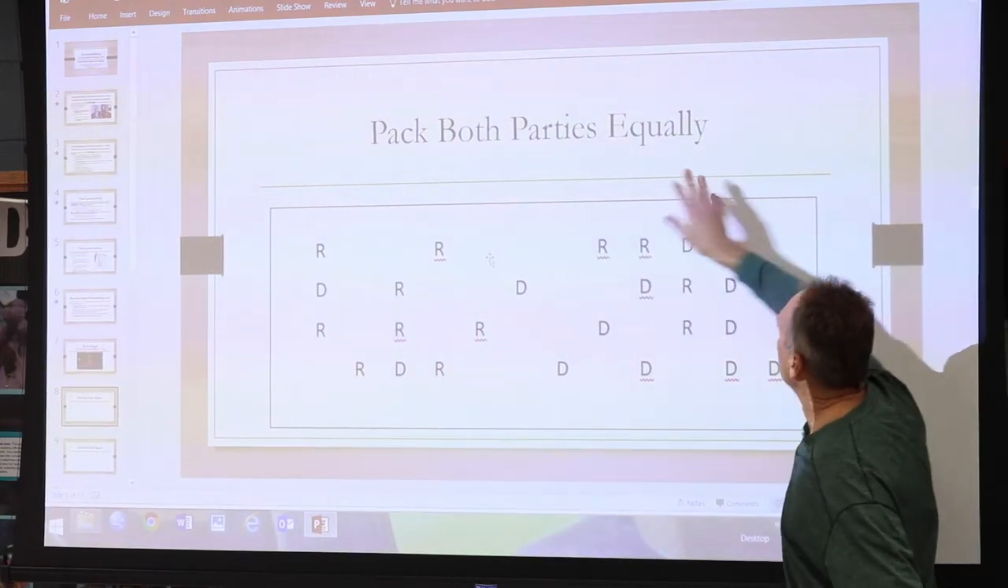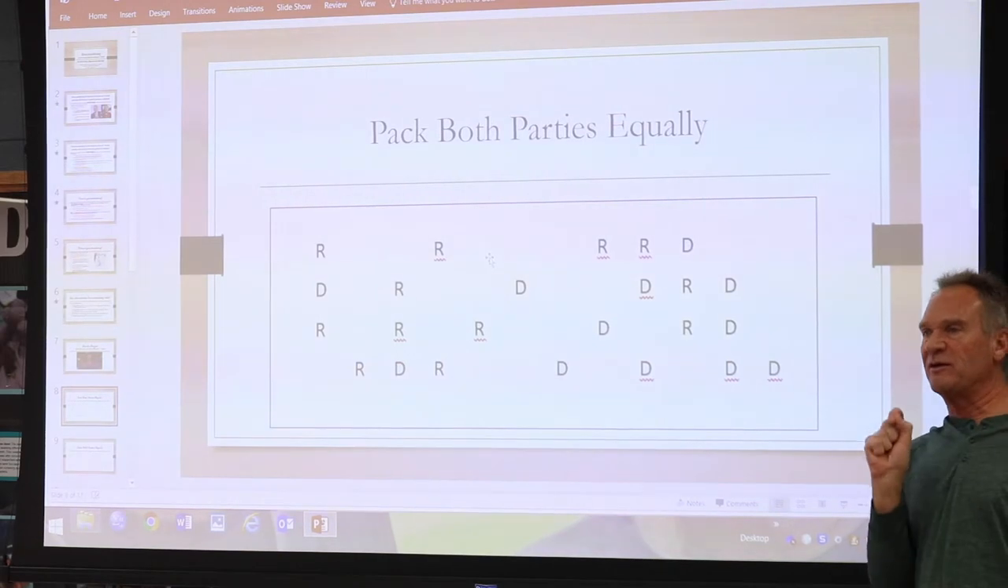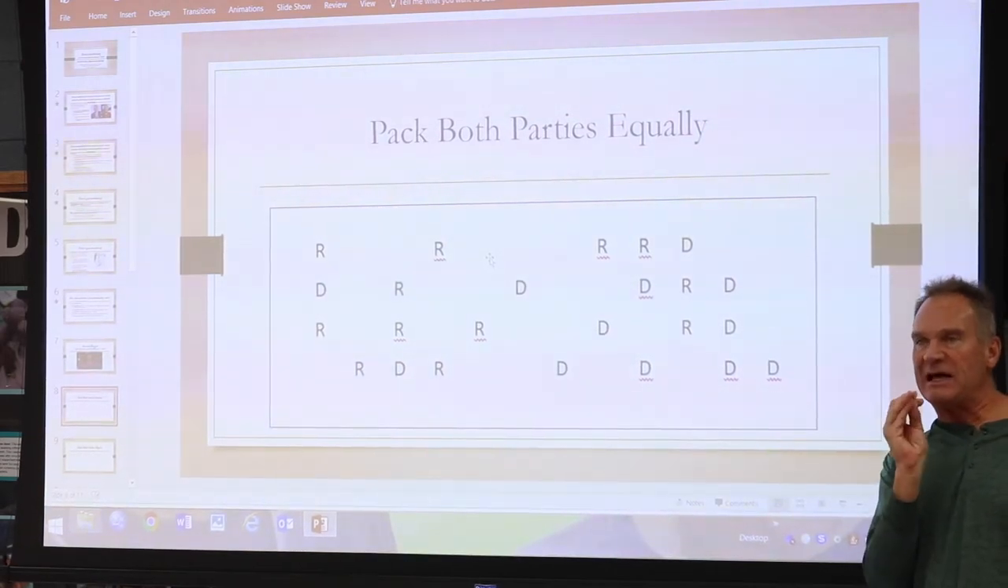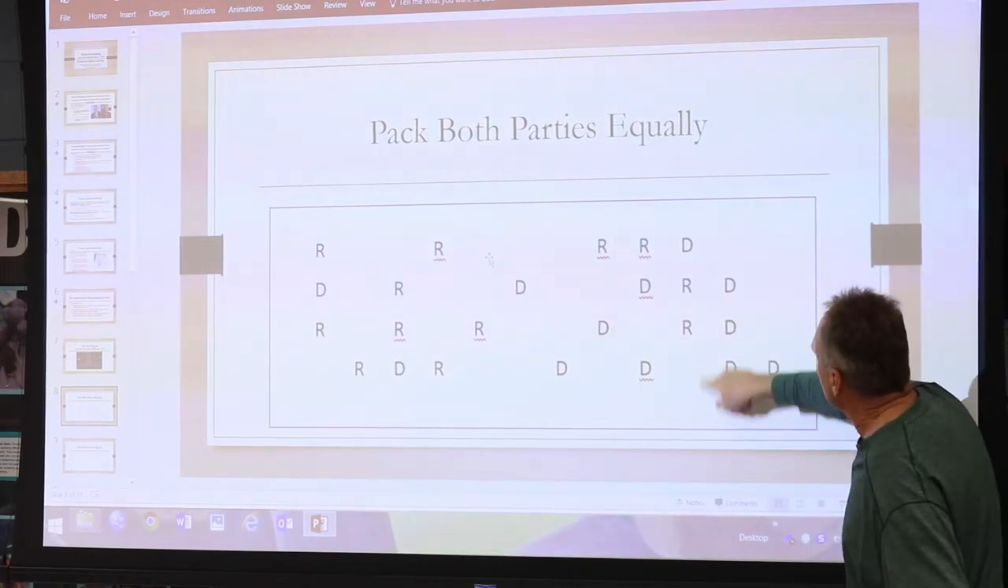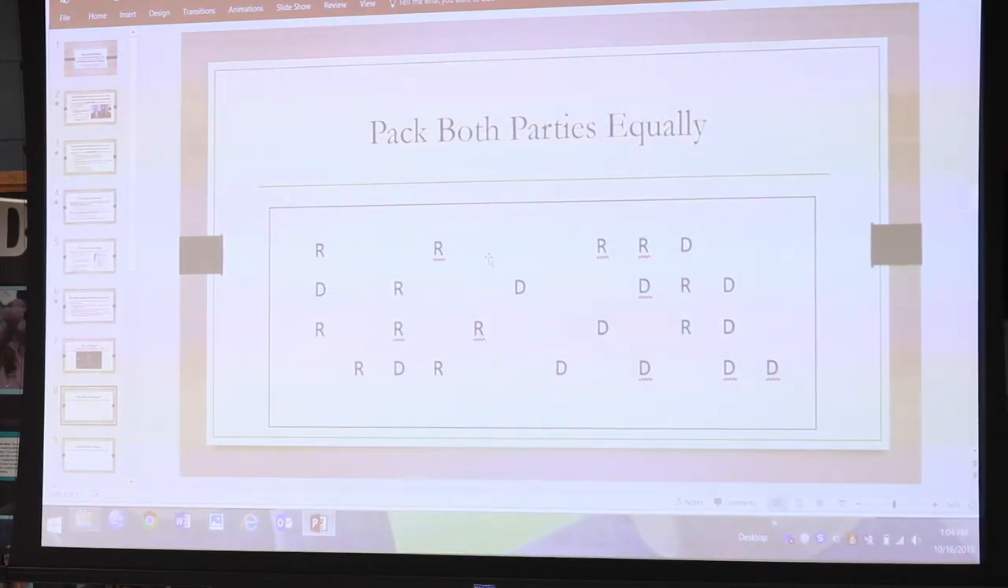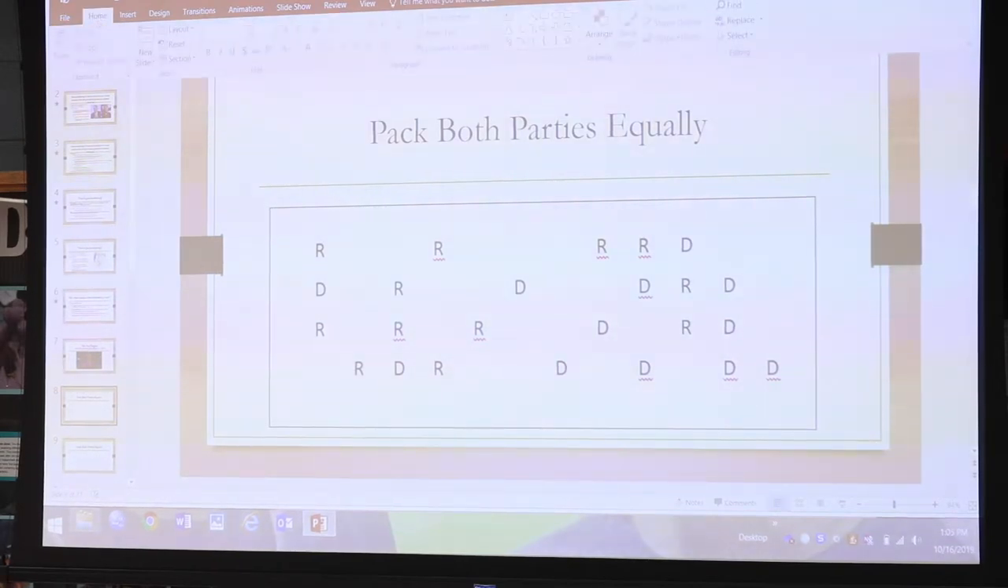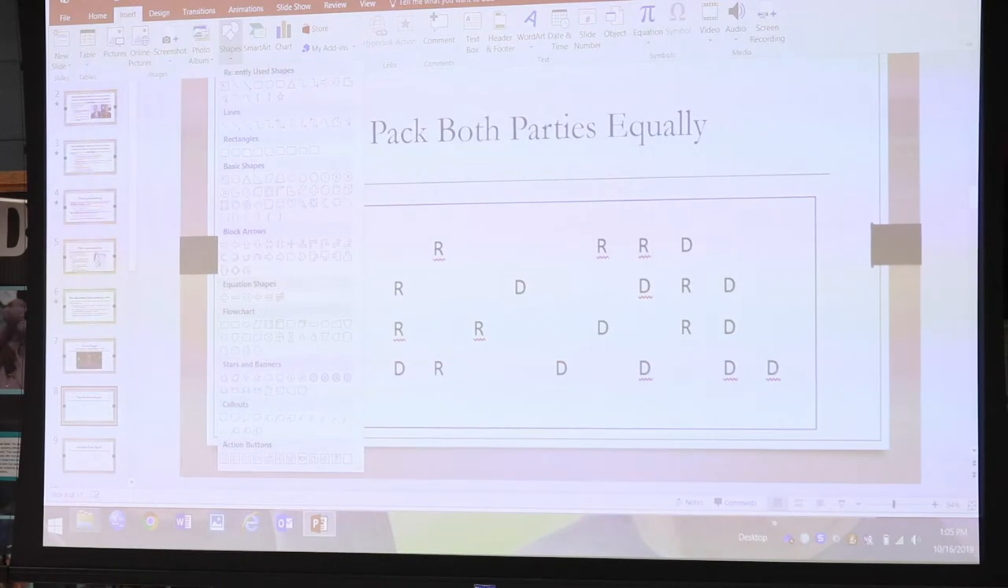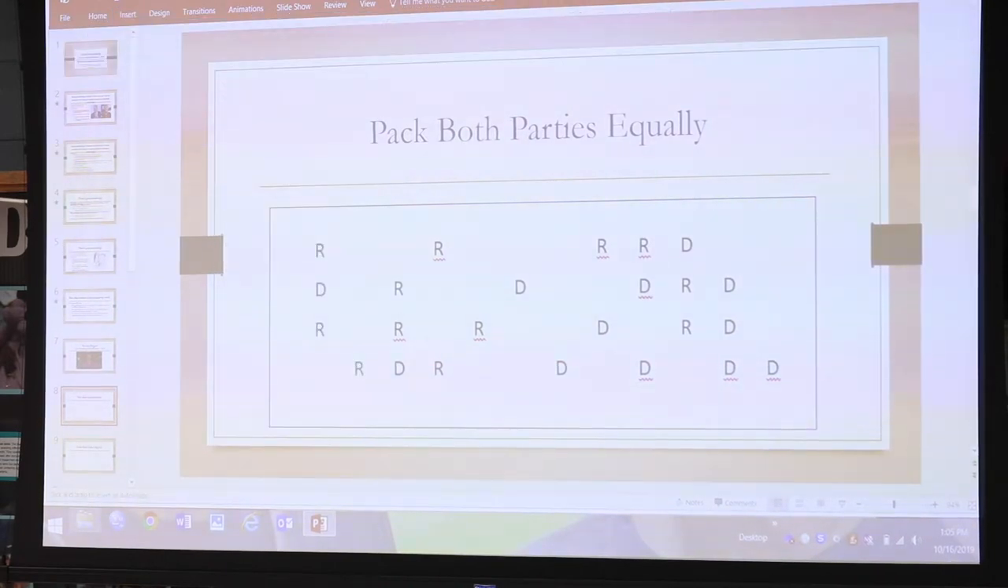Okay, we're going to pack both parties equally. Remember, packing is where you draw a district so you can get as many of one party in that district as possible. We're going to draw eight districts, so there are going to be three letters in each district. Let's pack a Democratic district first. I'm just going to pick the ones that I see. You can draw your gerrymanders any way you want, but I'm seeing these three Democrats right here. Actually, you want to try to do this in a way that doesn't look like you're gerrymandering, even though it's pretty hard to do. Usually it's the last ones that are left that are the gerrymanders. But let's just say these three Democrats right here, I'm going to pack into one district.